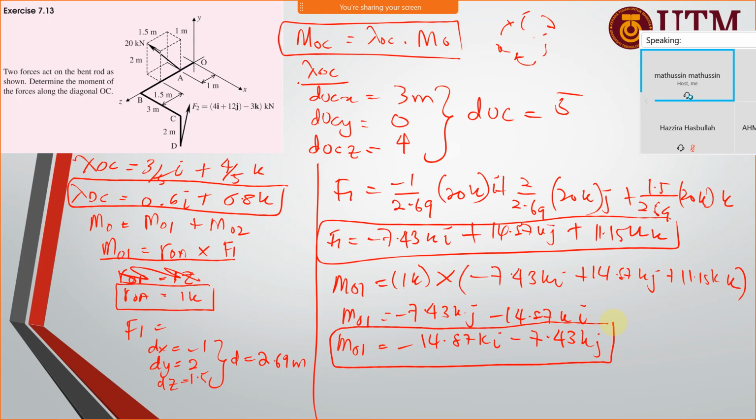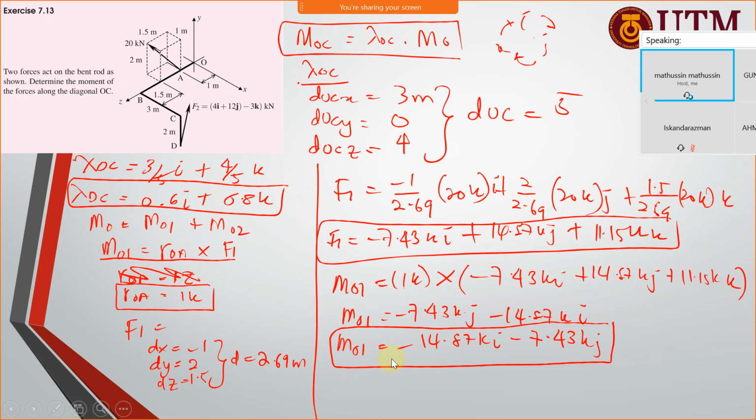Ada soalan saya kata? Any question? Doktor, dOCy dapat kosong macam mana doktor, tak faham tu? dOCy sebab dia adalah plane yang melibatkan X dan Z sahaja. Dia tak ada O to C, nampak? O to C dia tak melibatkan Y axis kan? Sebab dia punya line of OC ni hanya melibatkan plane X dan Z. So that's why Y 0. Okay, clear? Oh, okay doktor. Okay, clear.